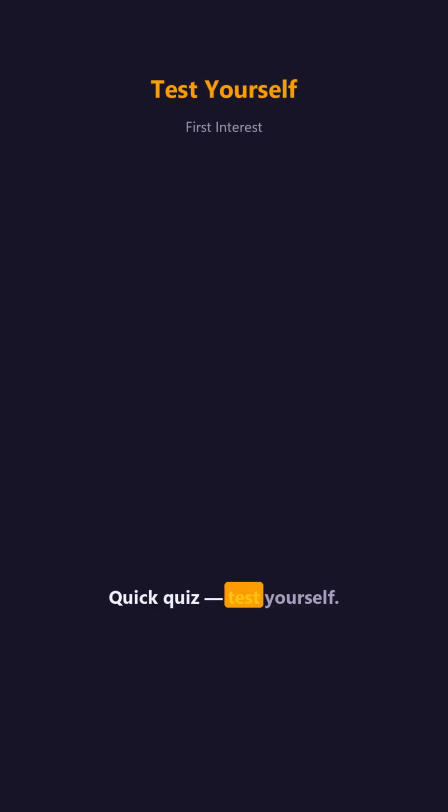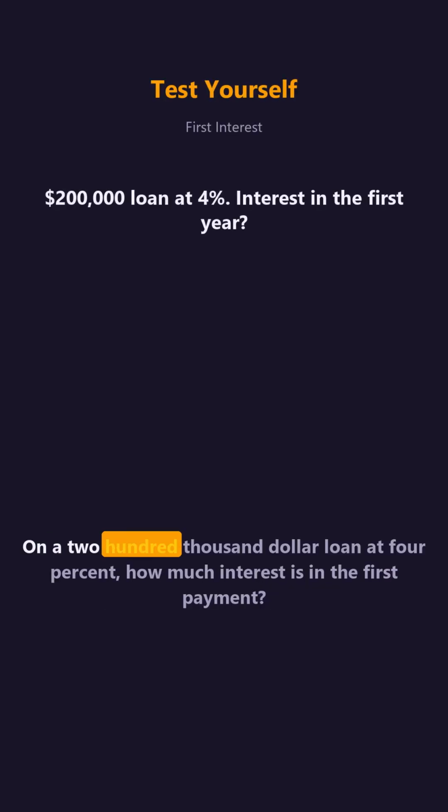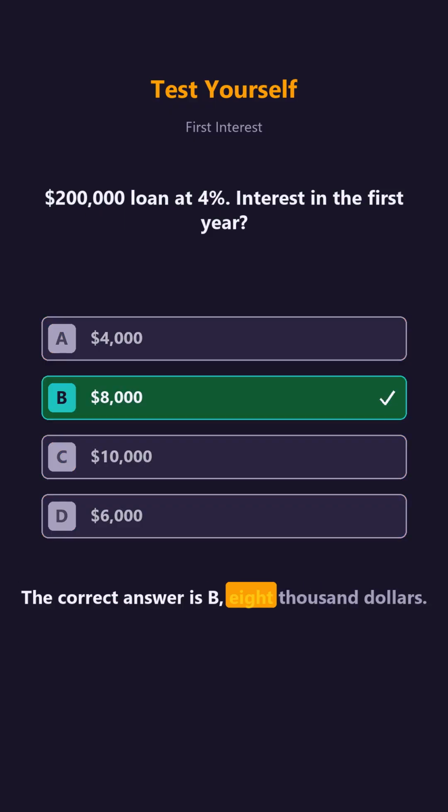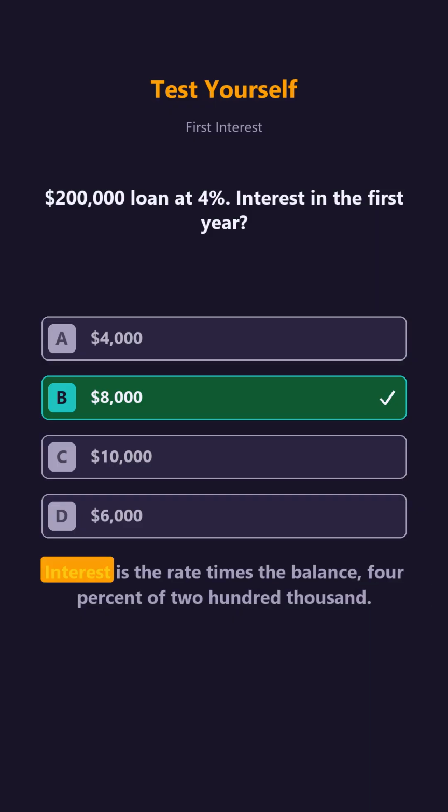Quick quiz, test yourself. On a $200,000 loan at 4%, how much interest is in the first payment? Here are your 4 options. Pause the video and solve it now. The correct answer is B, $8,000. Interest is the rate times the balance, 4% of $200,000.